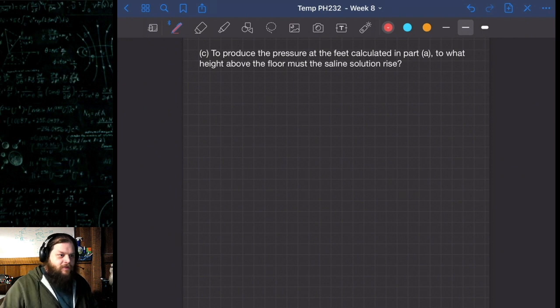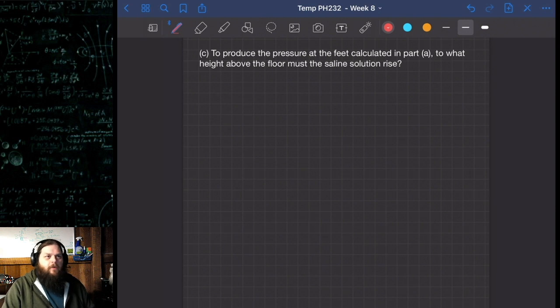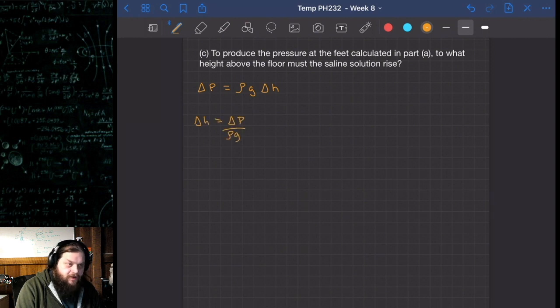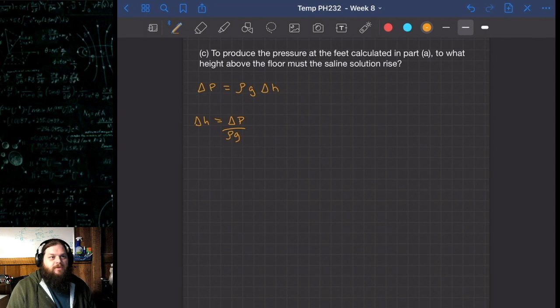So now we can solve this problem to produce the pressure at the feet calculated in part A. What height above the floor must the saline solution rise? So that all comes down to that change in pressure. That change in pressure is really just going to be equal to rho g delta H. We can solve this for delta H, where delta H is equal to the change in pressure divided by the density times gravity. And in this case, the change in pressure is really just going to be at our feet, because what height was the floor? We have that atmospheric pressure is really the difference between it.